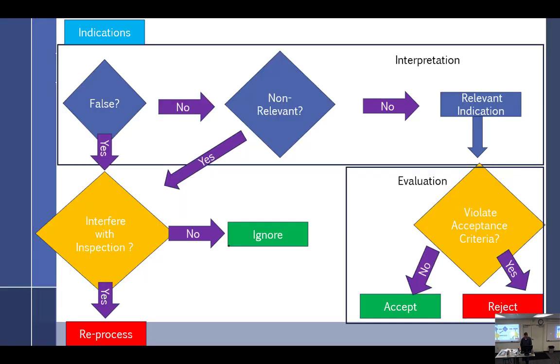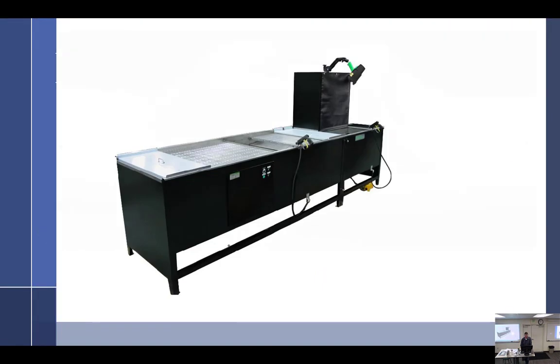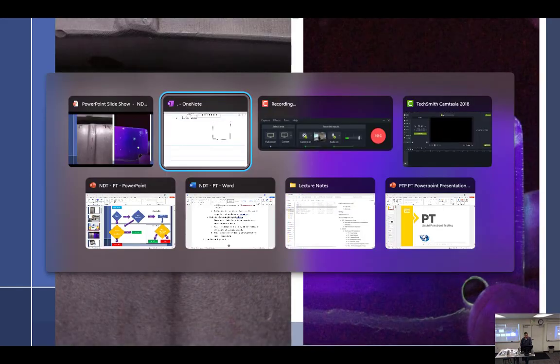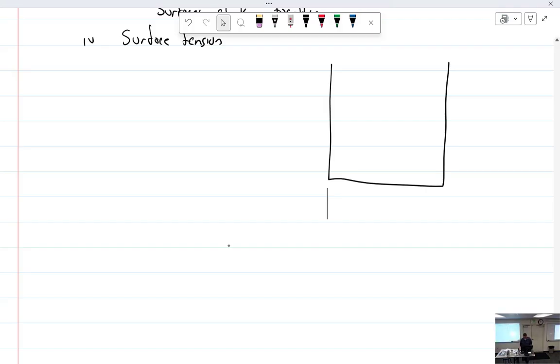Does that apply for every part, even complex shaped parts? Yes, I believe it does.